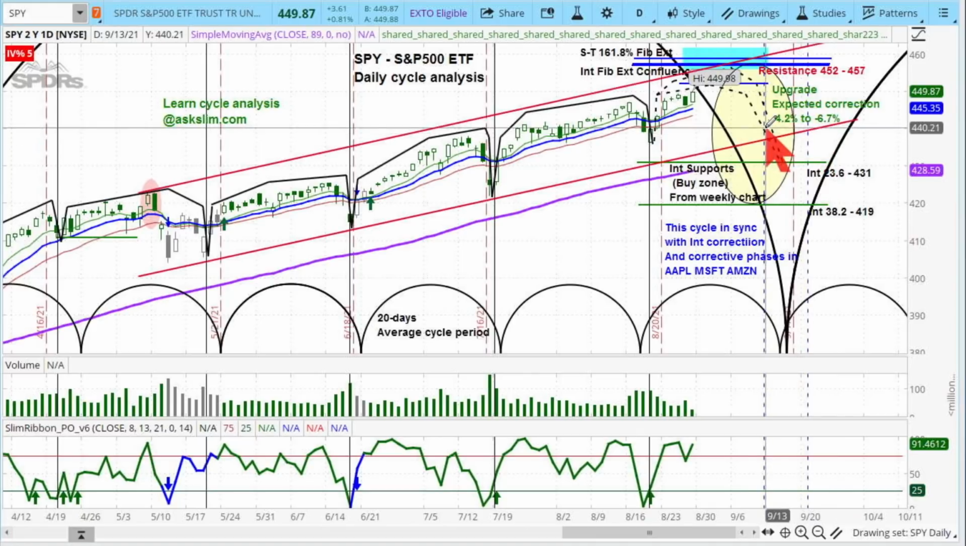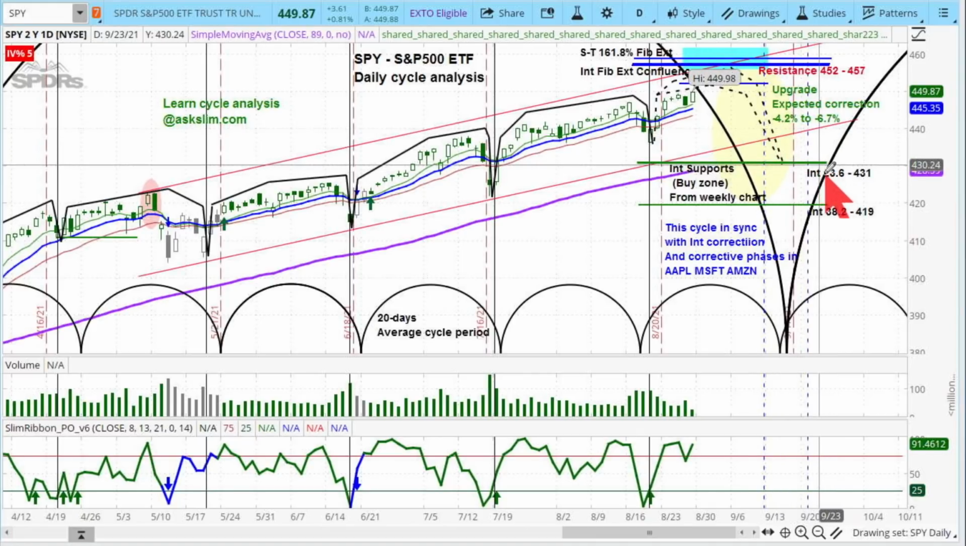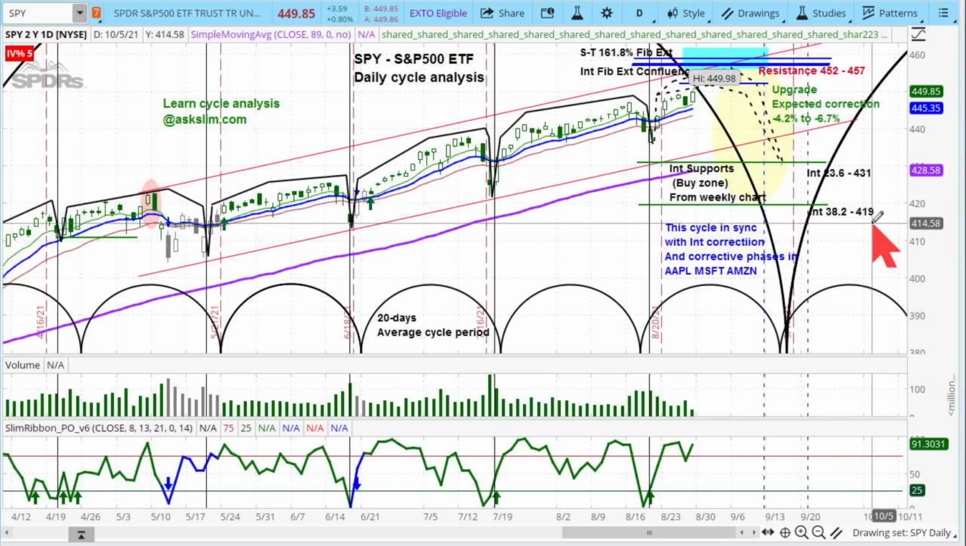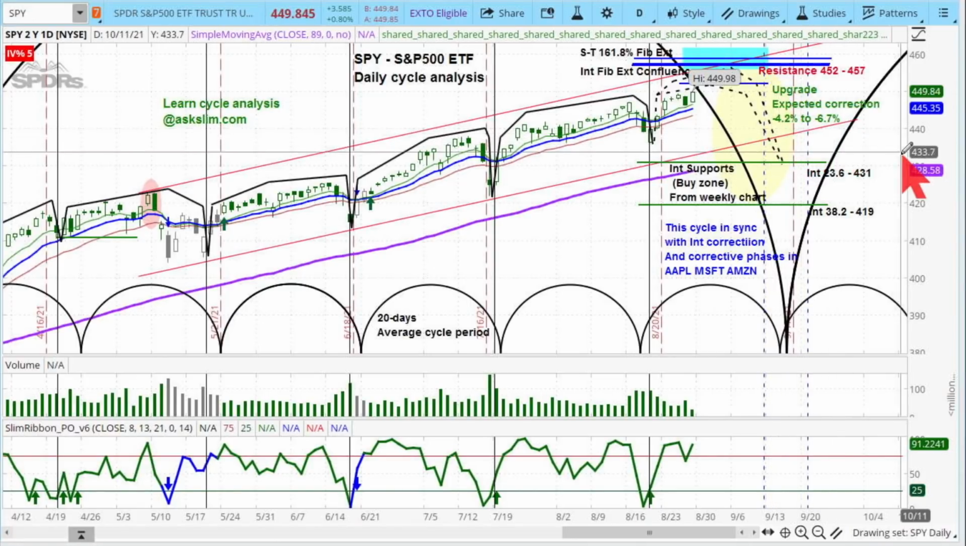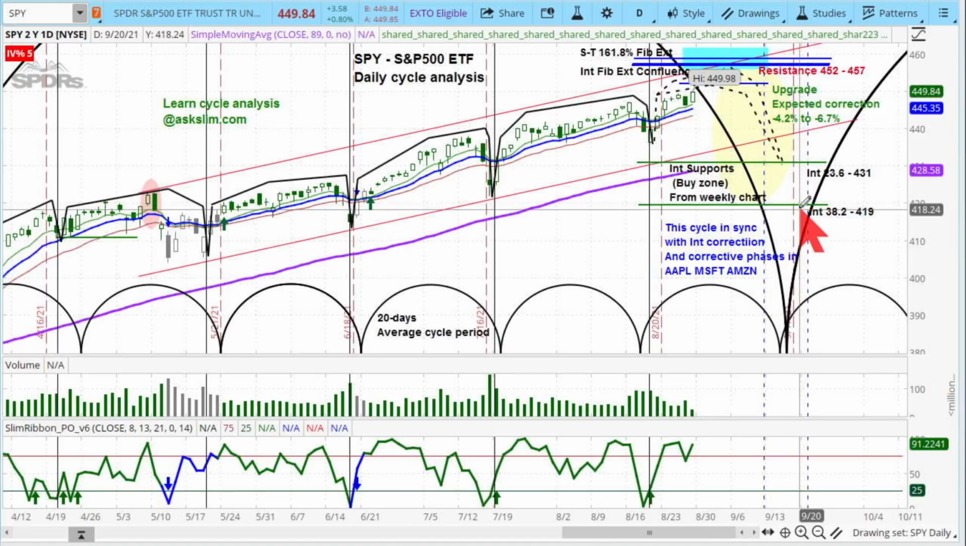So we've upgraded that to the intermediate 23.6, which is at 431, or the intermediate 38.2, which is at 419. We were at 5.3 to 7.7%. Now it's 4.2 to 6.7%. That's where these levels are right over here. It's not a very big correction.